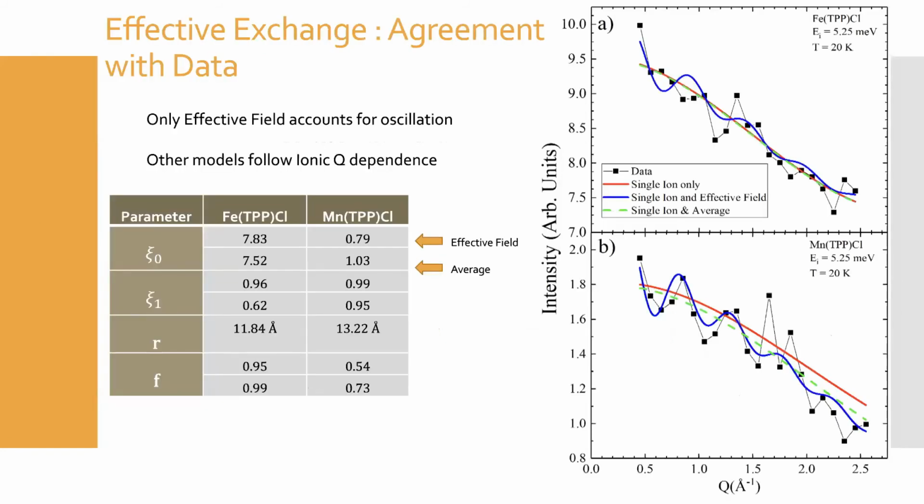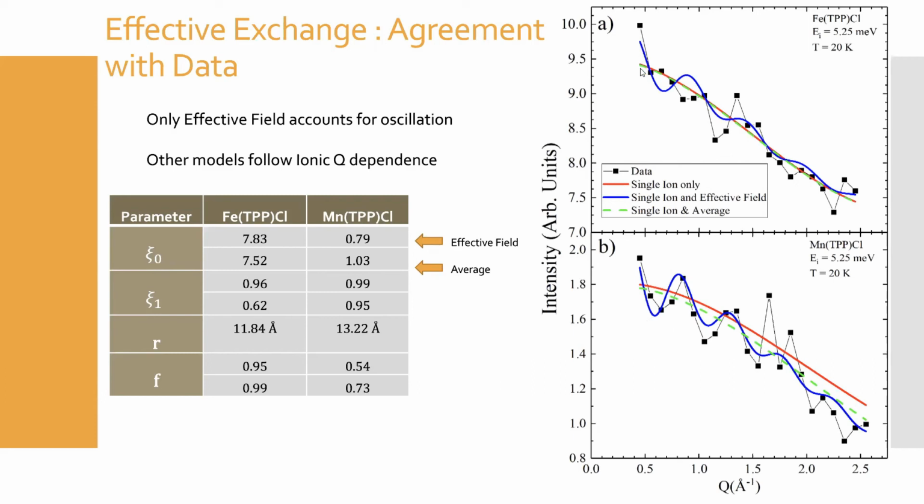So now we fit the data with our effective exchange model, along with another supposed model that uses an average over the distances within the crystal structure. In the top row of each section of the parameter, we have the effective field, which is our model, and then below is the average field, which is the other supposed model. And what we find is quite interesting in that the only model that can follow the oscillatory nature of the Q dependence data is the effective exchange model.